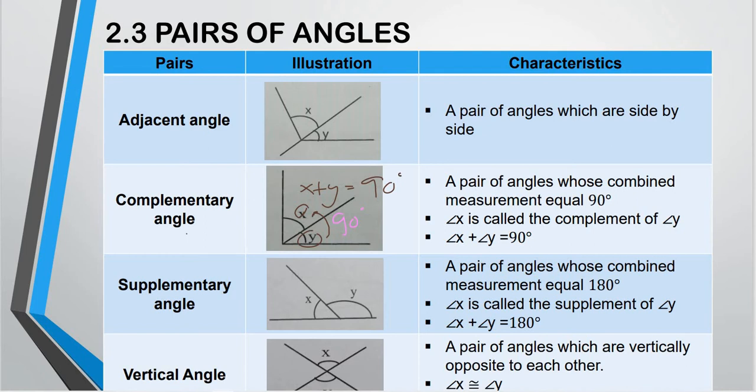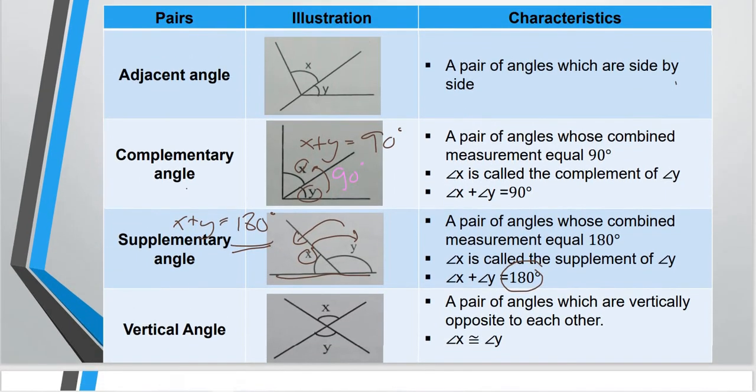And how about supplementary angles? Supplementary angles must equal 180 degrees. This is a straight line. X is a supplement of Y, Y is a supplement of X, where X plus Y must be equal to 180 degrees. How about vertical angles? A pair of angles which are vertically opposite to each other. X is opposite Y, Y is opposite X. So basically their angles are equal.